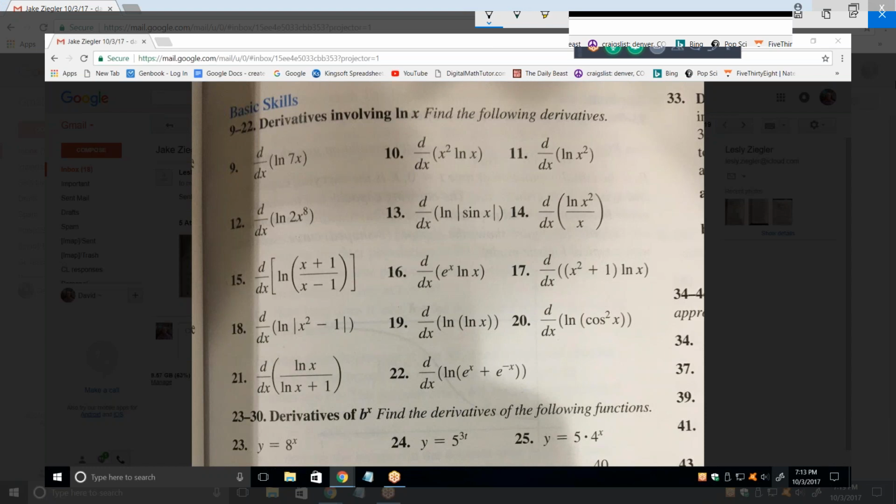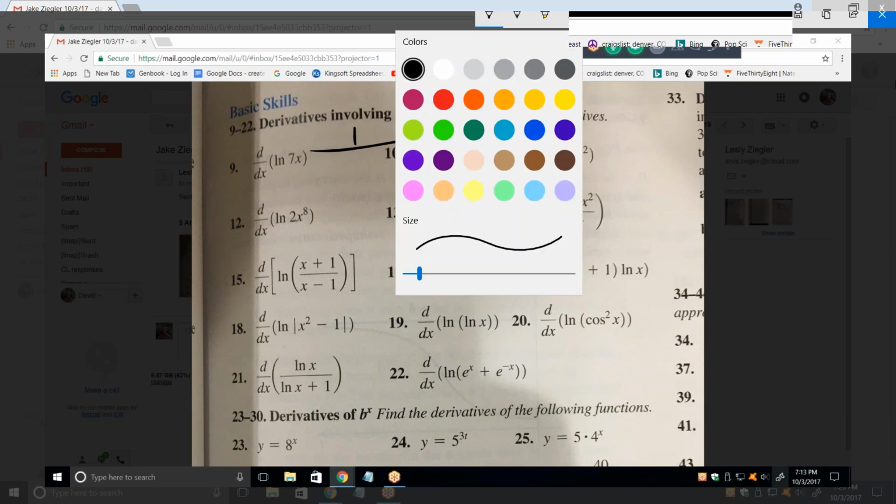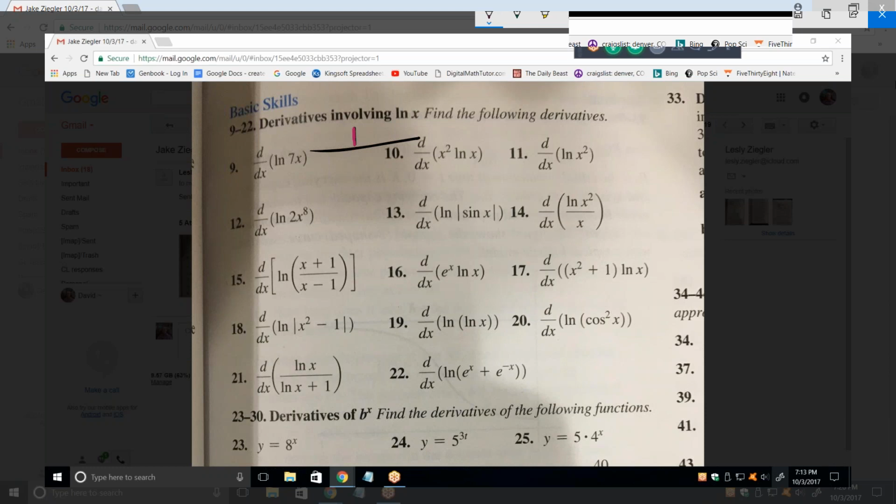What's the derivative of the outside? Just 1 over, let's write in this color here. I like this color better. 1 over that fraction, right? Well, that means the reciprocal of that fraction. So it's not 1 over anything. It's x minus 1 all over x plus 1. There's your derivative of the outside. Now, we have to multiply that by the derivative of the inside, and in order to get the derivative of the inside, we have to apply the chain rule.